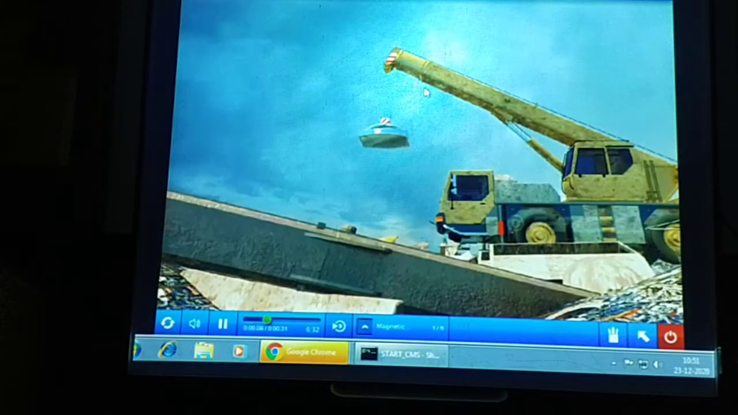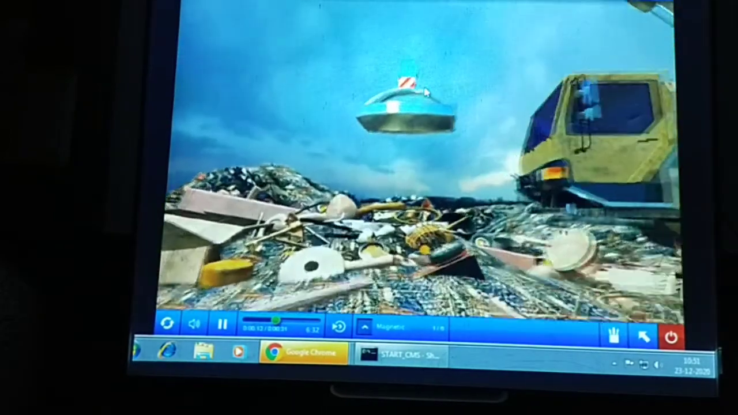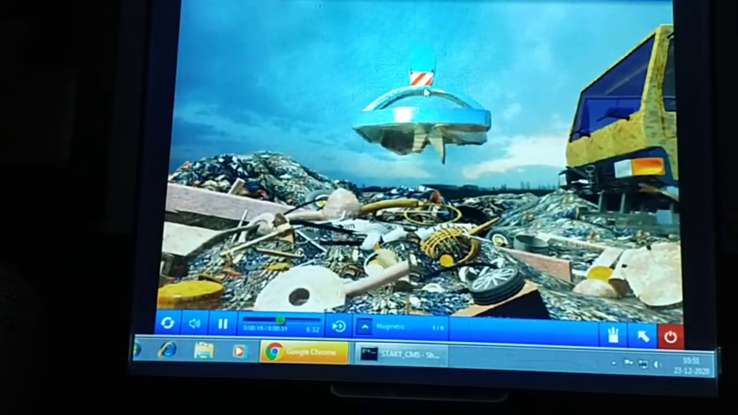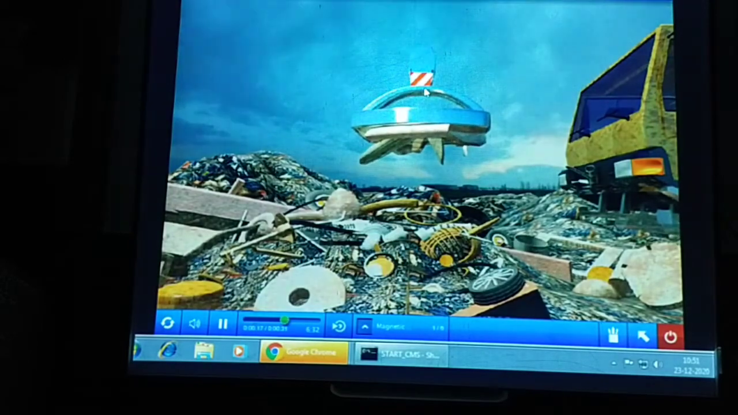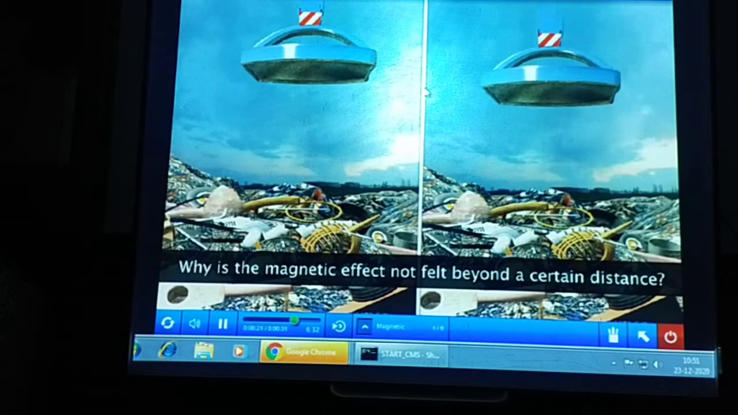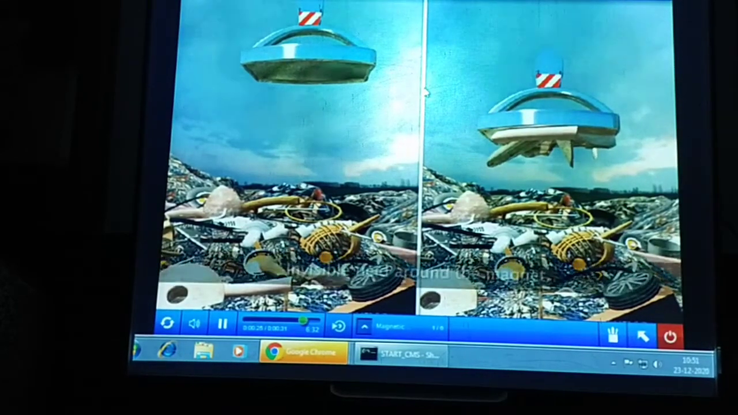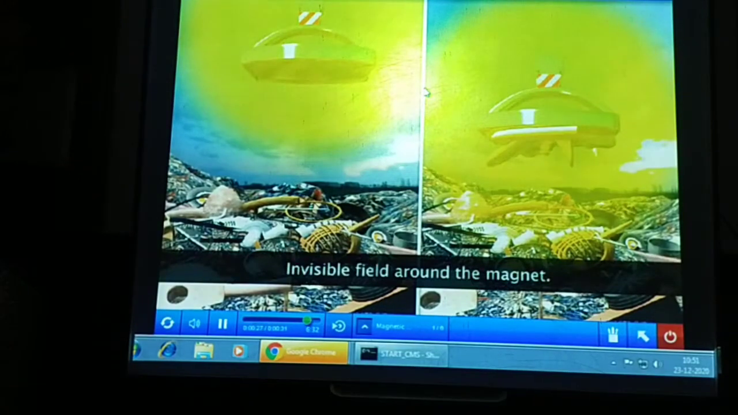Have you seen electromagnets picking up scrap metal? The magnet starts attracting metal only when it is at a certain distance from the heap. Why is the magnetic effect not felt beyond a certain distance? This happens because of the invisible field around the magnet where it displays its properties.